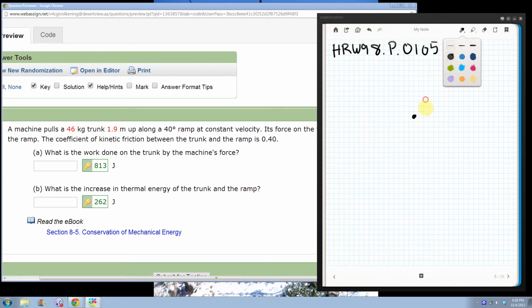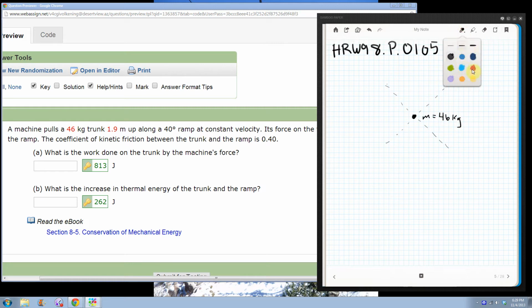Okie dokie. So we've got, here's my mass. A 40-degree ramp. Oh, I can't tip my paper to do a proper one. This is very sloppy. Lo siento. Okay. So I've got a mass of 46 kilograms for my problem.